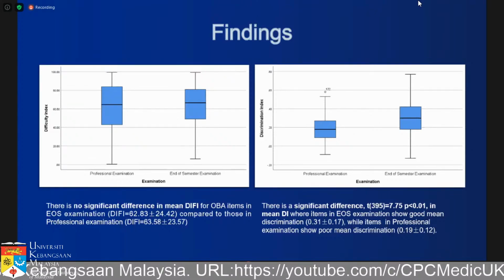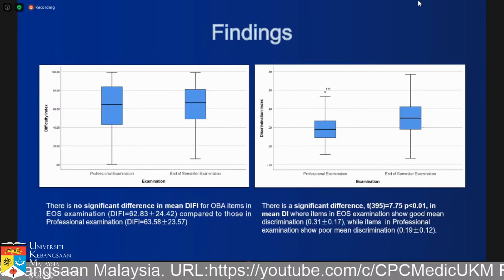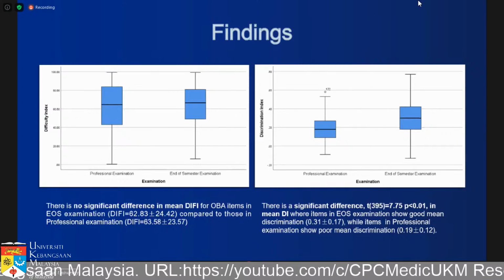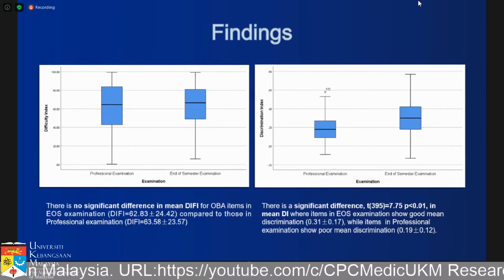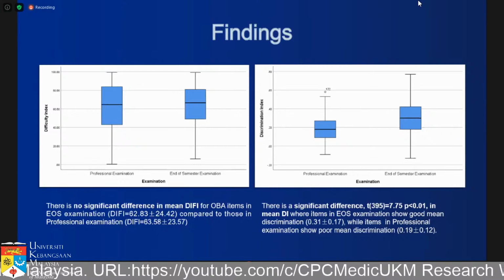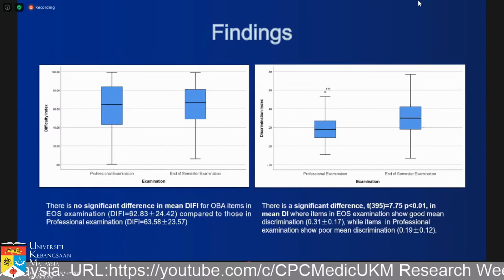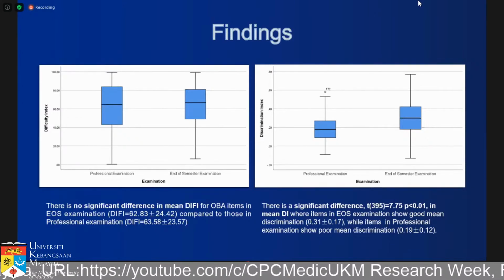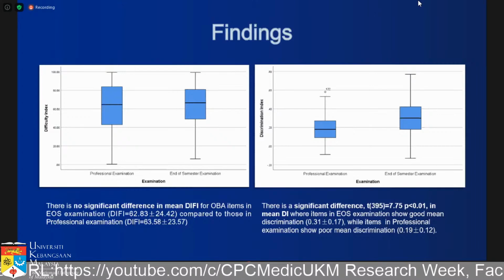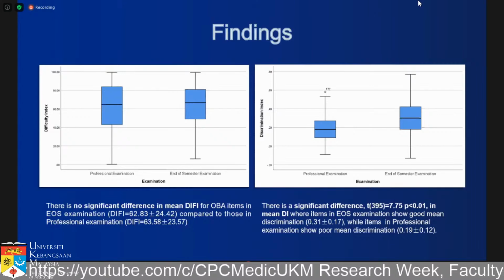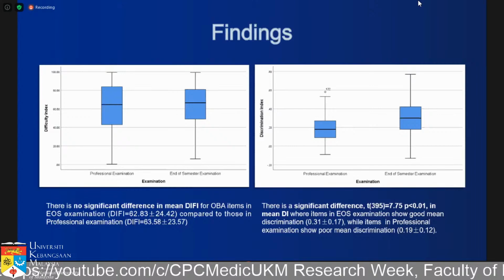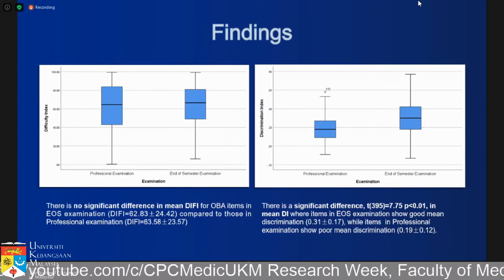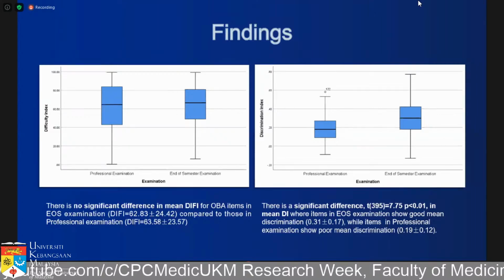But we do think that part of the reason why the discrimination index is different is because of the cohort difference in terms of their experience and the time frame where they are in medical education. The EOS is mostly from the preclinical year, and the professional exam is at the end of their clinical year.